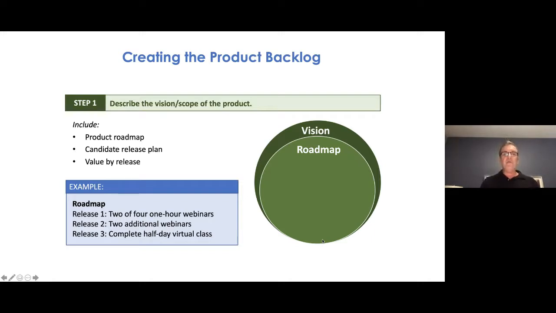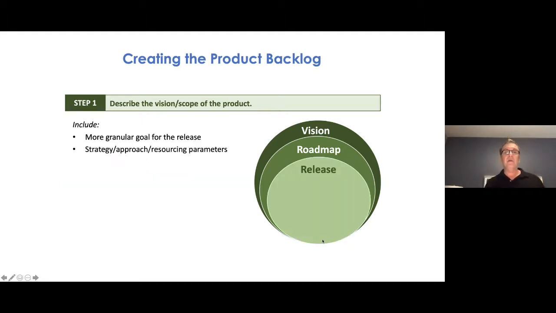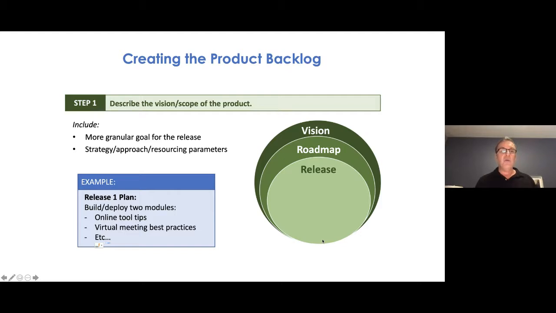So the first one will have 2 webinars, the second one will have 2 webinars, and the third release will be to turn this into a half-day virtual class. So we can start getting value after release 1, then release 2 more value, and release 3 our ultimate value. So that becomes our release roadmap. And then we get into release planning, so we get more granular for our release. So we determine in release 1 that we're going to build 2 modules, and those modules are going to be online tooltips and virtual meeting best practices, as an example. So this helps define the scope. It's not our backlog, but it becomes the starting point for our backlog.